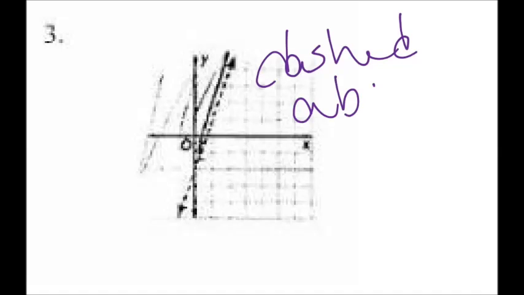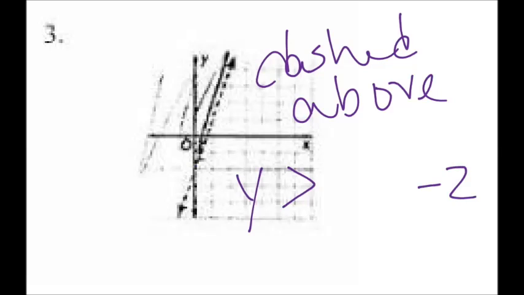Looking at this one, it is dashed and it is shaded above. That means you're going to start out with y is greater than. Find your y-intercept. Looks like we went down 2, so minus 2. Find another good point.